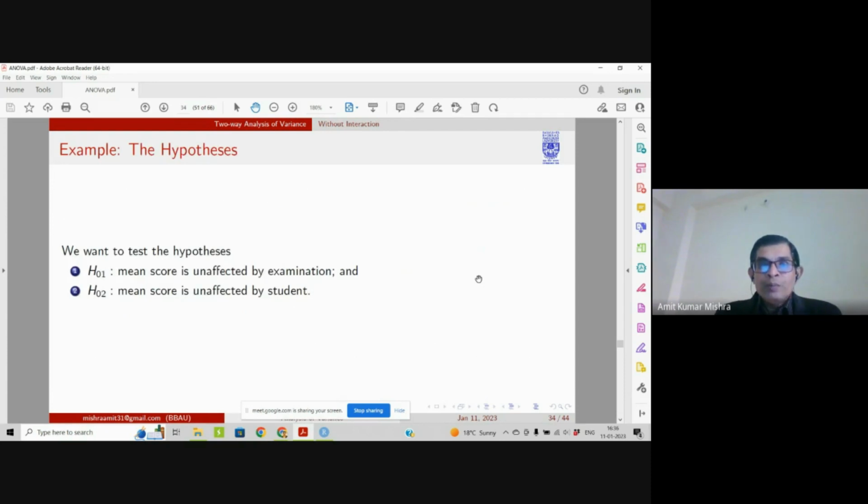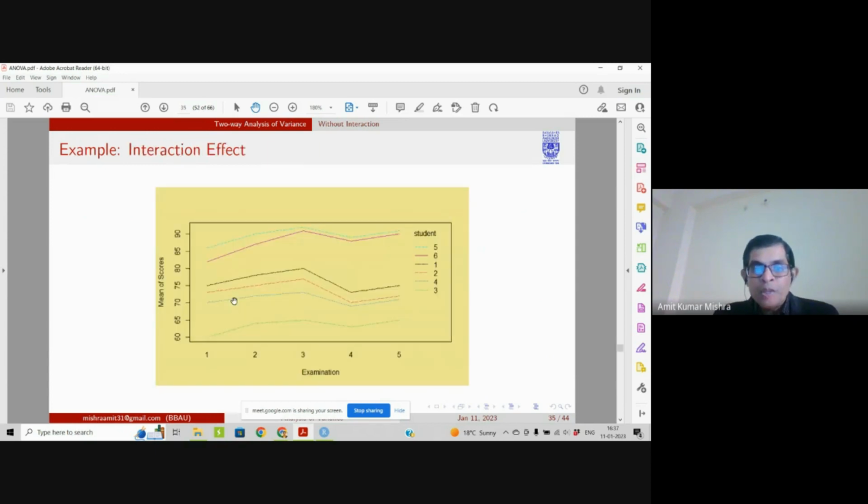Now we are going to perform it with the assumption that there is no interaction. So our null hypothesis will be mean score is unaffected by examination. This is one of the null hypotheses. Mean score is unaffected by the student. This is another null hypothesis. Of course, the alternate will be mean score is affected by some examination and mean score is affected by some student.